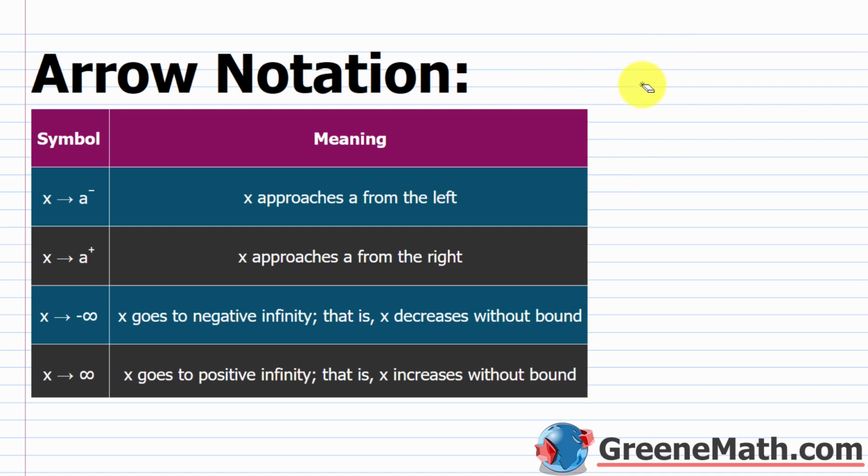Then the other two, we have x approaches or x goes to negative infinity. So we can say also that this is x decreases without bound. Then this one is x goes to or x approaches positive infinity. So in this case, you might hear x increases without bound.